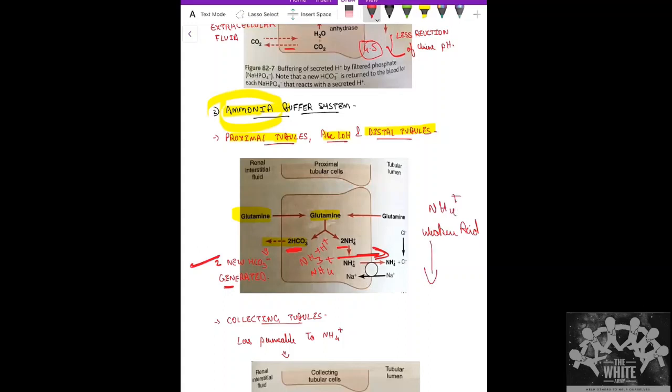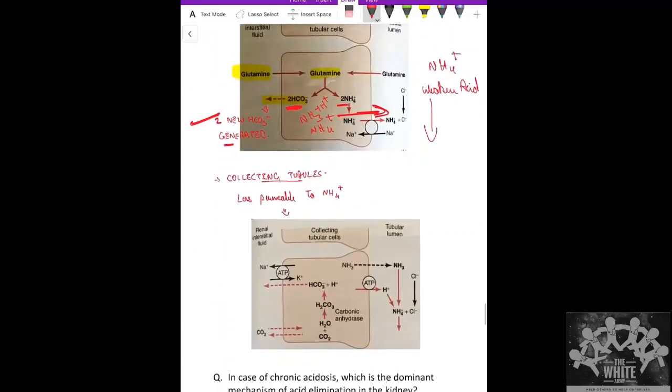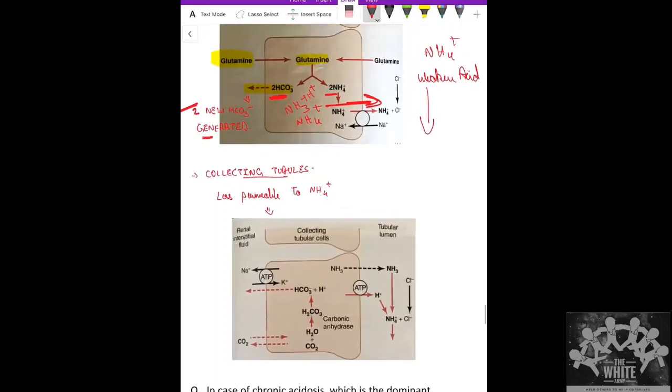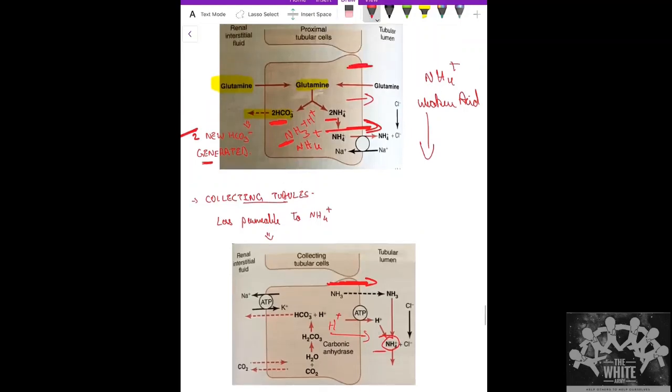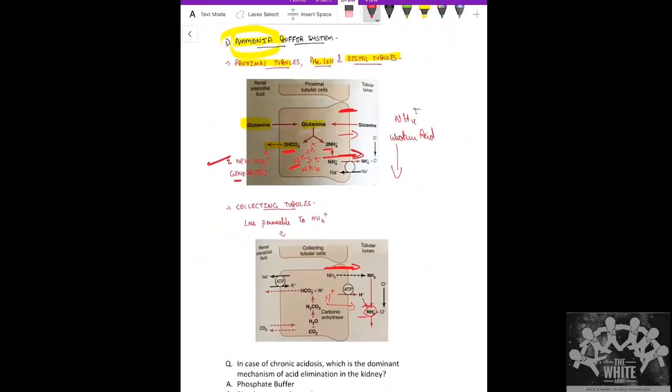In the collecting tubules, the only difference is this: in the proximal tubules, NH3 is not permeable, but in the collecting tubules, NH3 is permeable, so NH3 can go out. So the same H plus that is there in the tubular lumen also can go out. Over here they just combine inside the tubular cell, and over here they are combining in the lumen. The process is the same, just that NH3 is permeable over here and not over there. So this is the difference. This is what happens in proximal tubules and collecting tubules, and this is how the ammonia buffer acts.